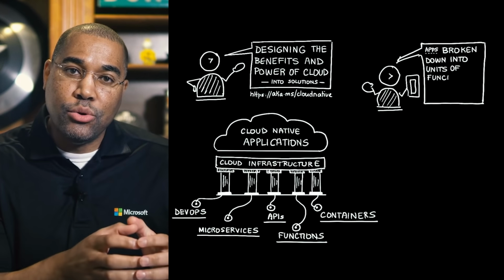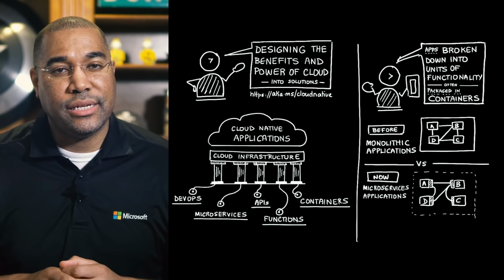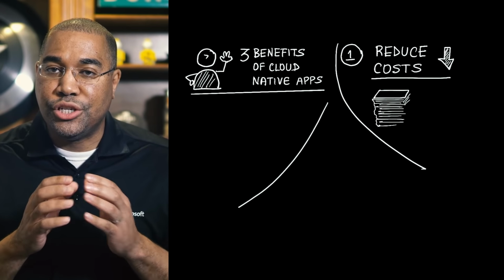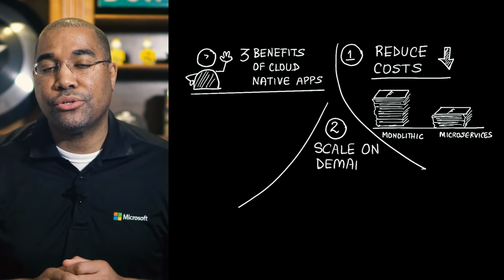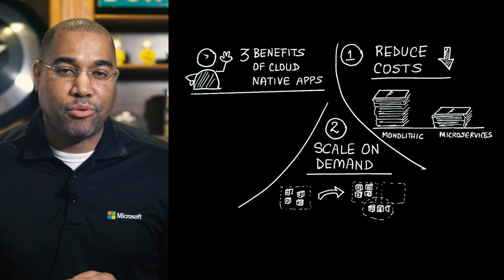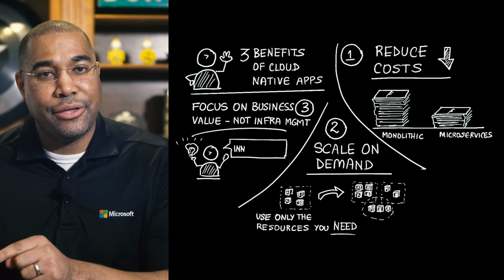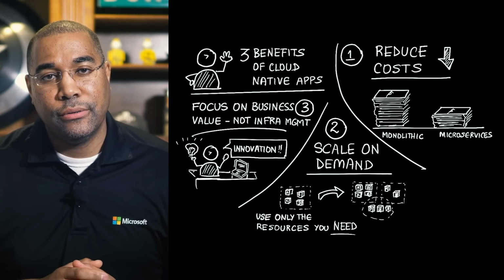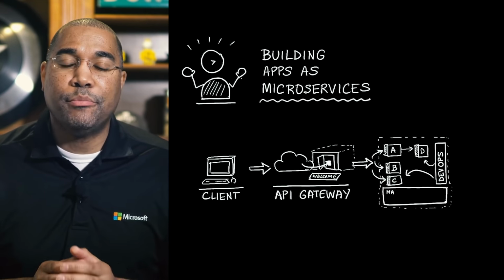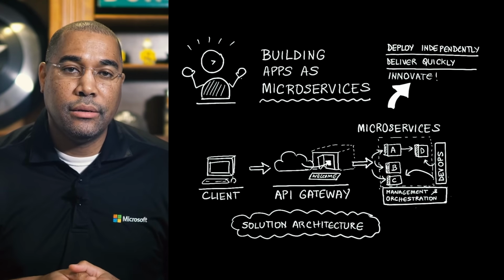Applications are broken down into units of functionality, each exposed as a service and often packaged in containers. This enables you to reduce costs by only using the resources you need and scaling out when additional resources are required. By leveraging serverless platforms and DevOps best practices, cloud-native architectures allow developers to focus on adding business value and not on managing infrastructure. When applications are built as microservices, each service can be deployed independently, allowing each to innovate and deliver results more quickly.